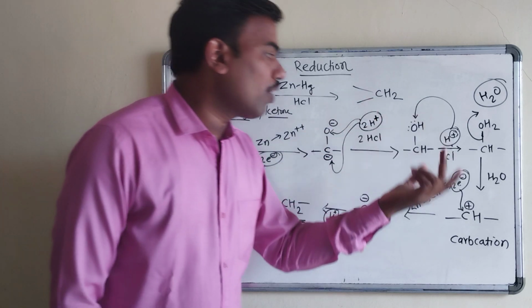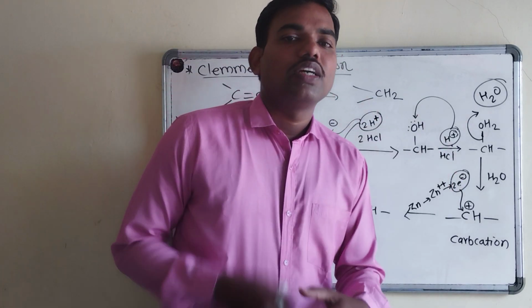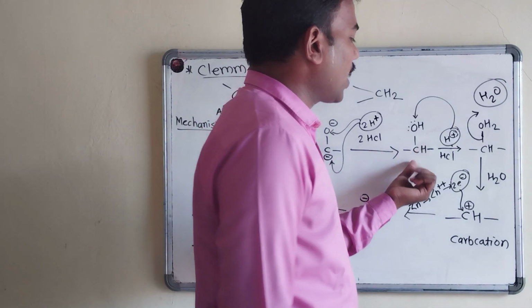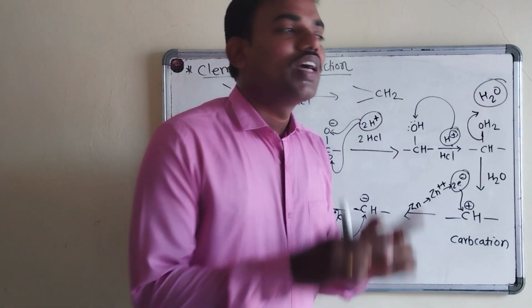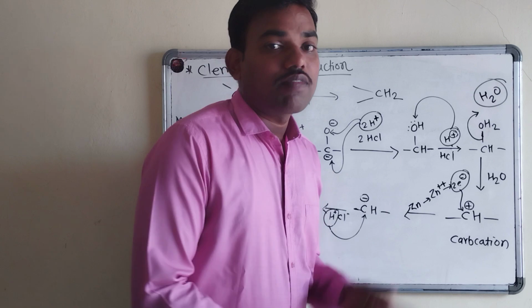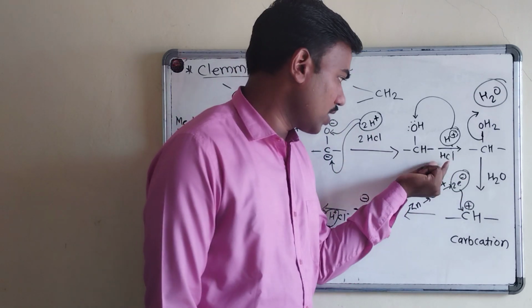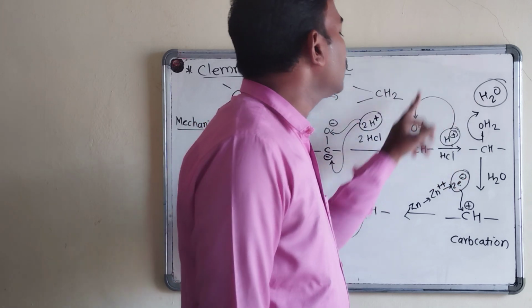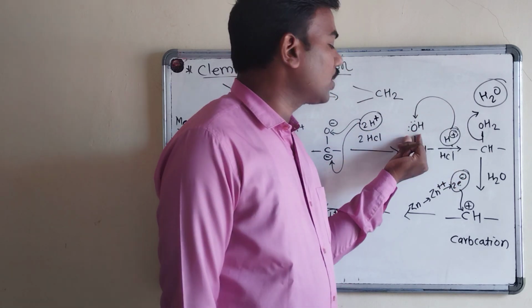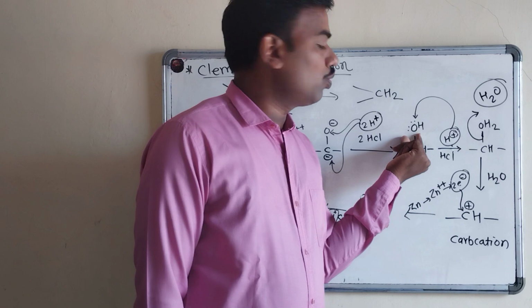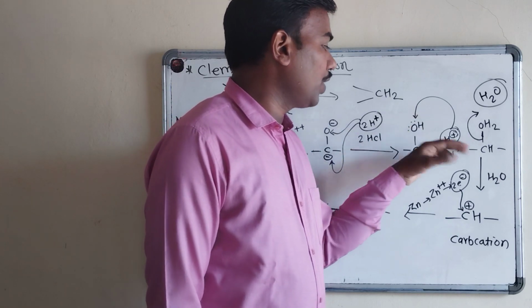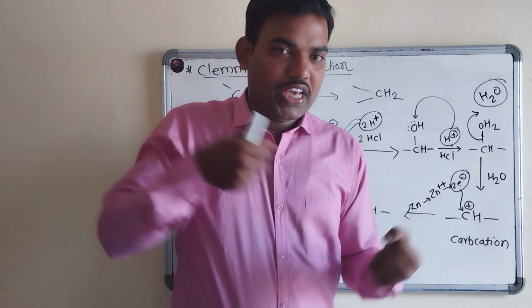So what is happening after this? The next step is again this reaction uses HCl, and the H+ which is coming from the dissociation of HCl. So H+ is going towards this oxygen. How? Due to more electronegativity, this oxygen pulls it towards itself.